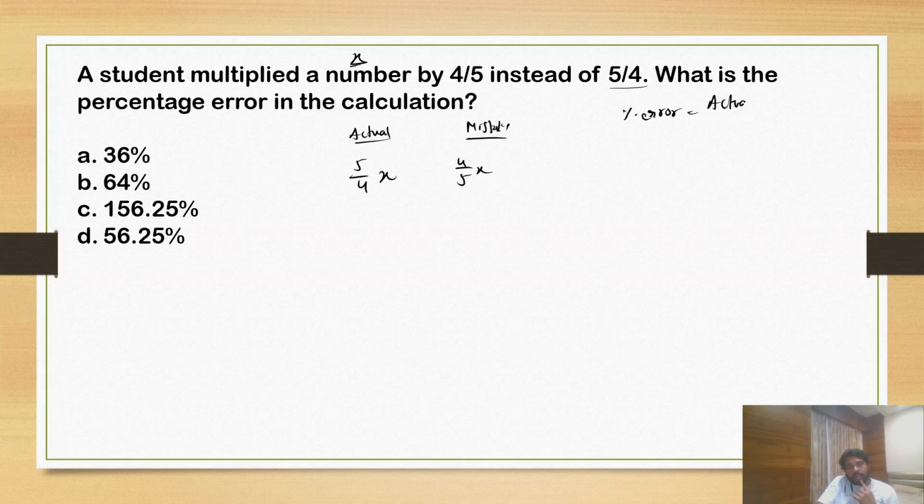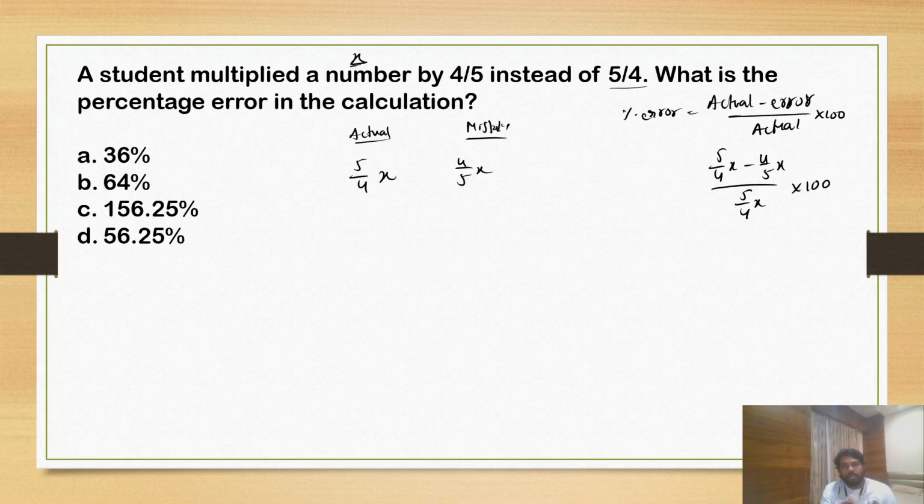So the percentage error formula will be actual minus error by actual into 100. By solving it in equations, you write 5 by 4x minus 4 by 5x, by 5 by 4x, into 100. Okay, that's how you will get the answer.